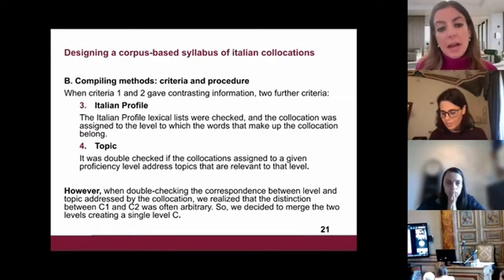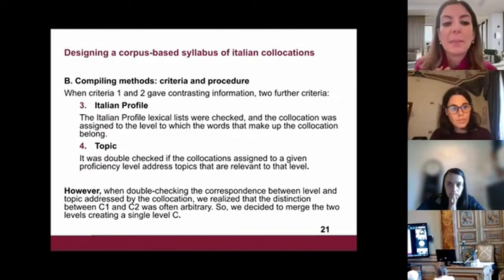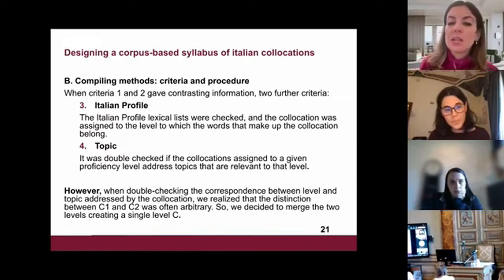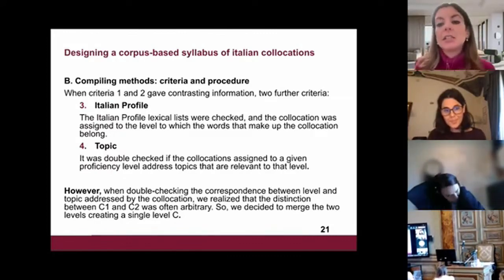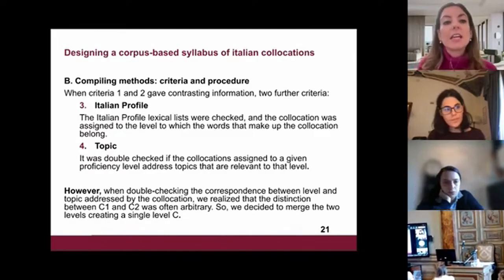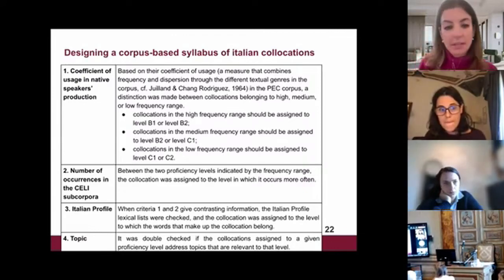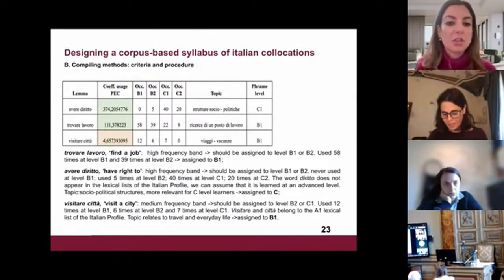For each collocation, we described its topic following the Italian profile and its classification in specific and general notions. I will show you some examples later. However, when double-checking the correspondence between level and topic, we realized that often the distinction between C1 and C2 was arbitrary. So we decided to merge the two levels, creating a single advanced level, a single level C. This table summarizes the procedure I just described. We might come back to it later if needed, but I prefer to show you some examples to make the procedure clearer.